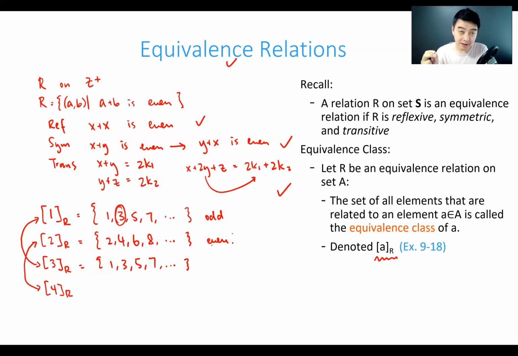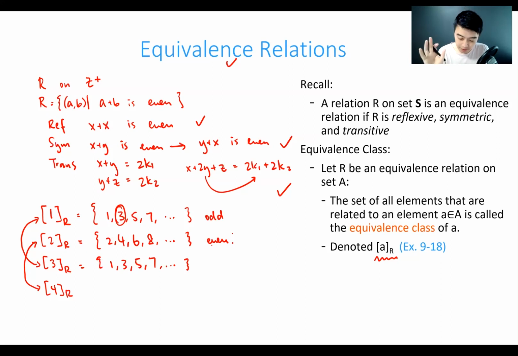Now, if you take a look at the numbers of these two classes, you'll find a couple of things. Number one is that they don't intersect. There are no numbers that intersect. They are mutually exclusive from each other. In fact, we're going to show later on that if there's even one element in any of the sets that are common, it must be the same set.